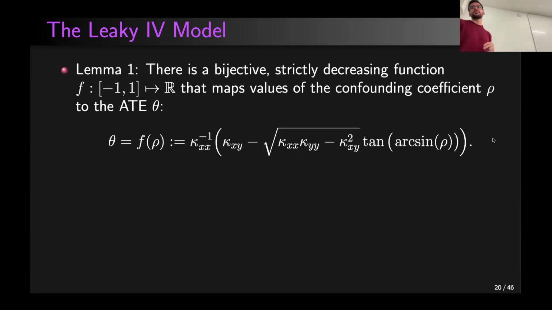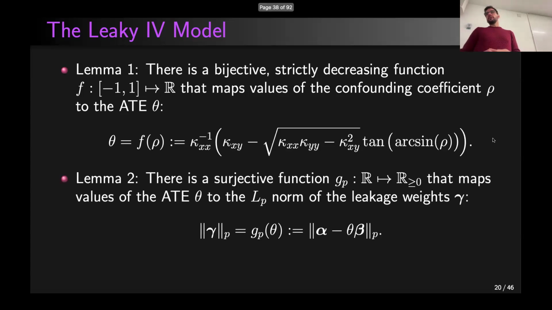And now we got two lemmas that kind of get the ball rolling here. One, this is just defining the function that gets us from rho to theta. So there's a bijective, strictly decreasing function that takes in values of rho. Remember, rho is a correlation coefficient, so it has to live on -1, 1, and spits out the corresponding value of theta. Now, the exact formulation of this function is a little funky looking. It's this quadratic trigonometric thing. I'll show you visually what it looks like in a second, but just trust me, that's true.